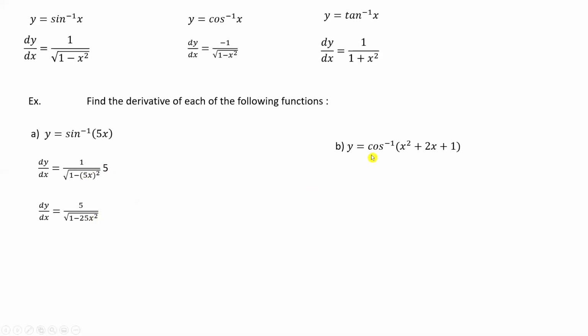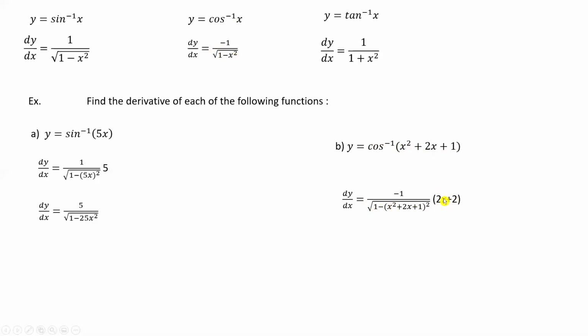The derivative of the inverse cosine of x squared plus 2x plus 1. That's this rule. Negative 1 over the square root of 1 minus whatever you had here squared. This term again is coming from the chain rule, which says you have to multiply by the derivative of what's inside the bracket. I'll do that again. Inverse cos: negative 1 over square root 1 minus whatever was here squared. That's this term right here. Then multiplied by the derivative of whatever's in brackets.